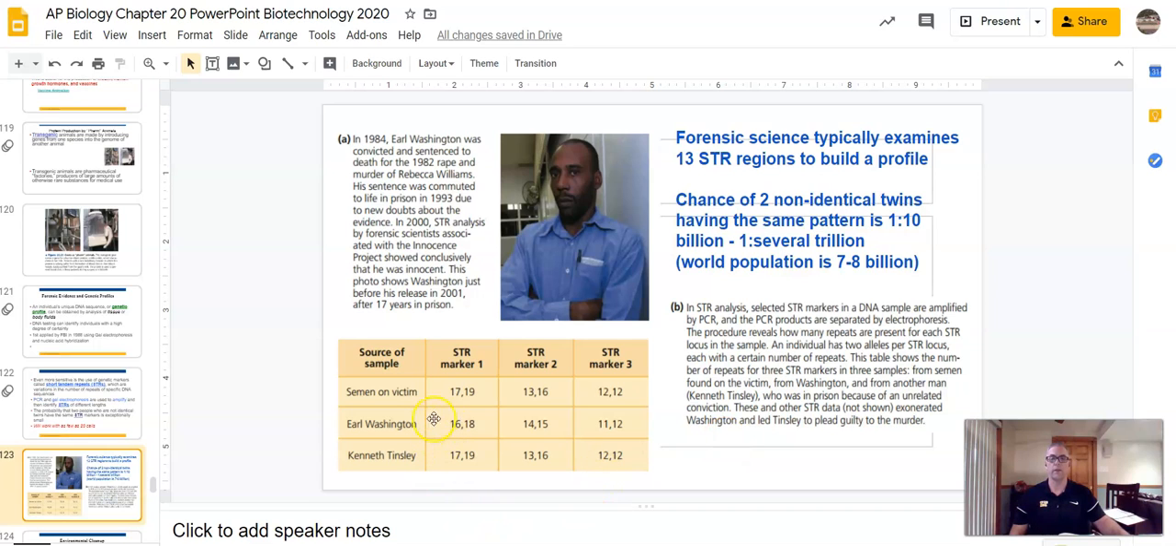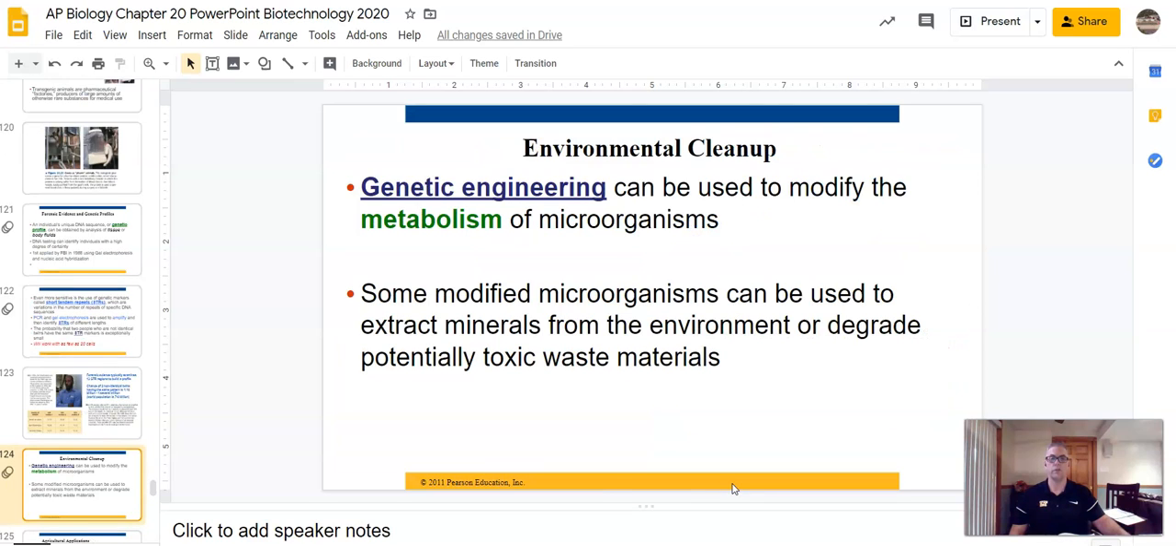And if we look at the STR markers, this is evidence from the crime scene. So they looked at 3 different regions, and you can see that this Tinsley had a match, and Washington did not have a match as we look at all these areas. Eventually, Tinsley, who was already in jail for a similar crime, admitted to it, and Washington was released.